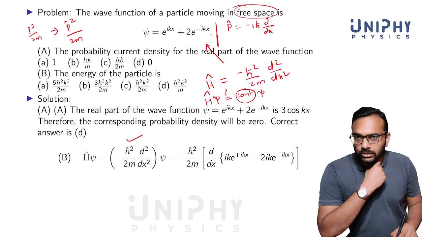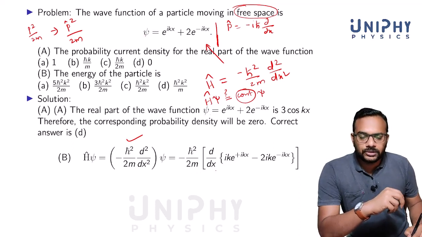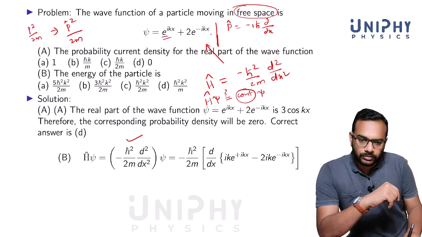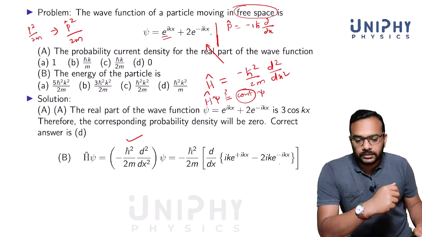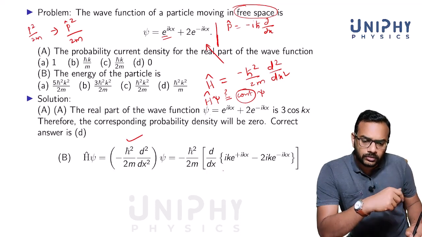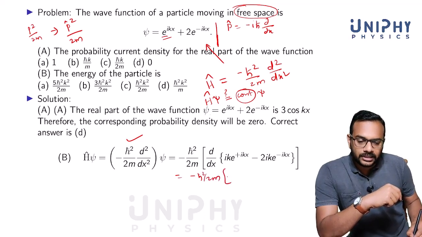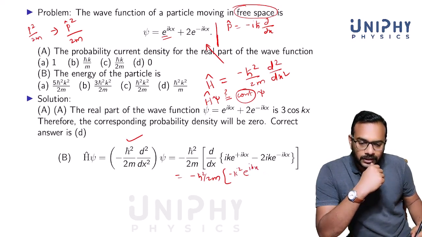Here we have the Hamiltonian operator for a free particle, and you act it upon this psi. It's minus h cross square by 2m. First you take one derivative. It gives ik e raised to ikx from here, and minus 2ik e raised to minus ikx from here. You take one more derivative, and another ik is pulled out. So ik multiplied by ik is minus k square e raised to ikx. That's correct.